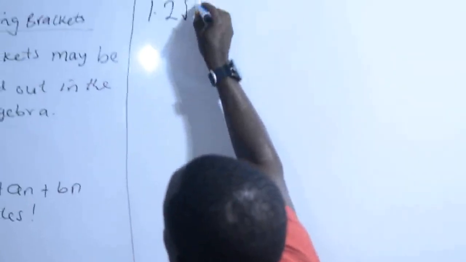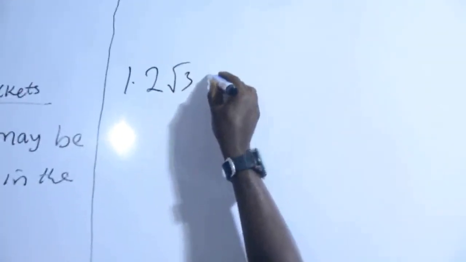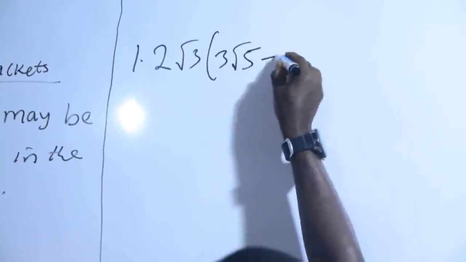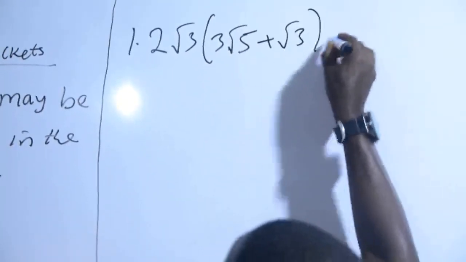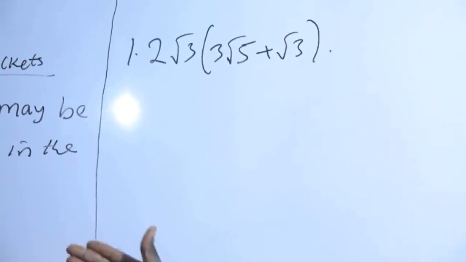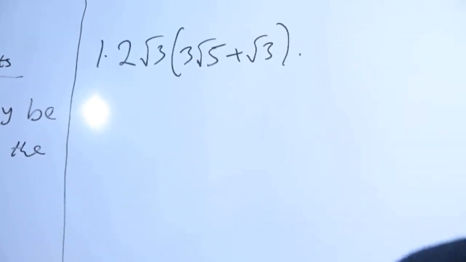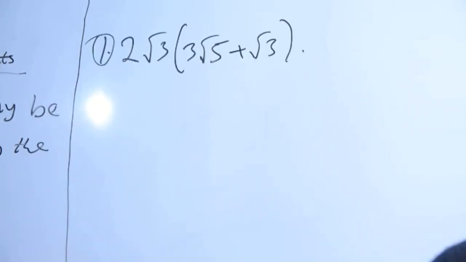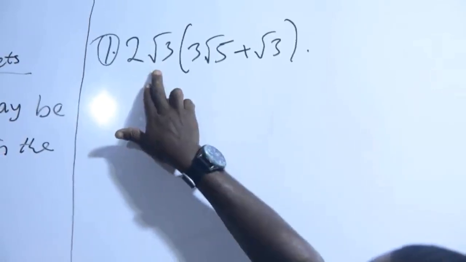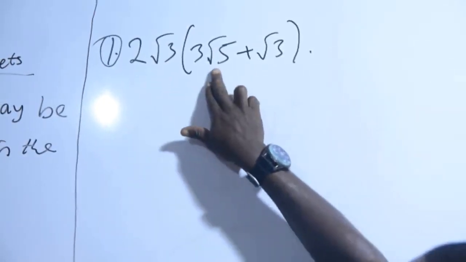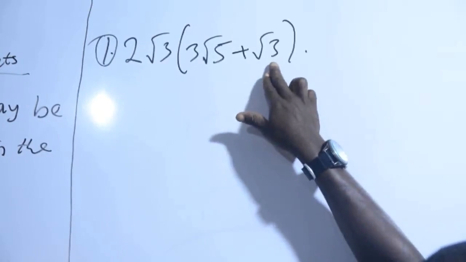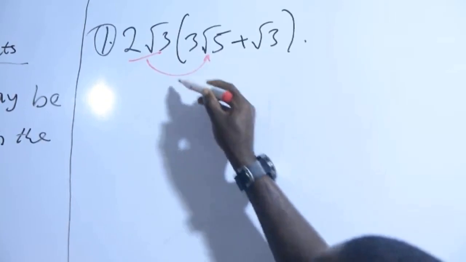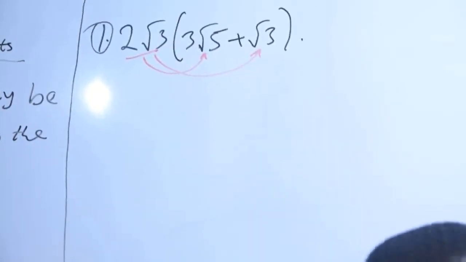2 root 3 open bracket 3 root 5 plus root 3. So as I have explained earlier, the term outside the bracket here is 2 root 3. That means this 2 root 3 will have to multiply 3 root 5 and also root 3. That is, the whole of this will multiply this and will also multiply this.